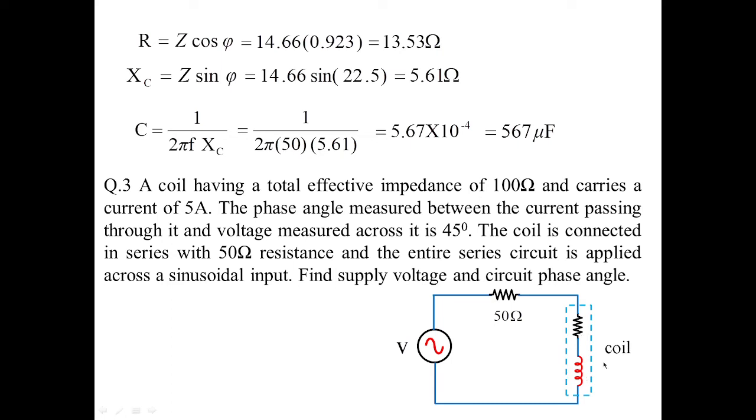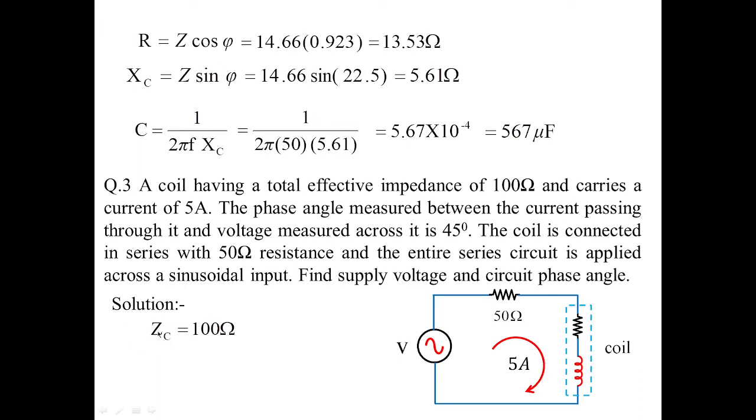These two are the part of the coil parameters. And what is the current flowing here? The current is flowing as 5 amperes. So this is the diagram drawn according to the given problem. What are the requirements? The requirement for the given problem is the effective impedance.